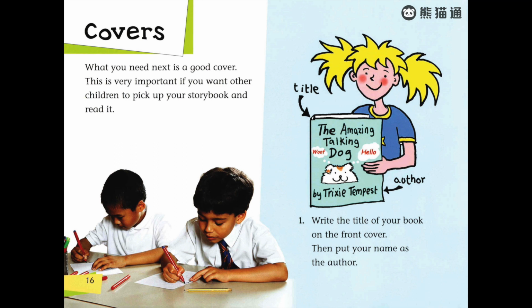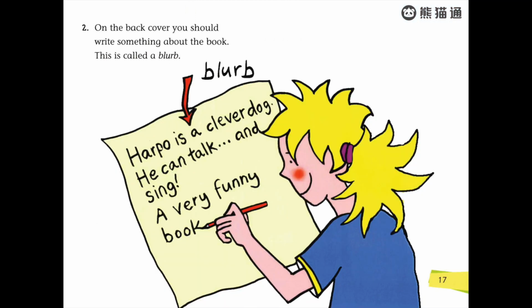Covers. What you need next is a good cover. This is very important if you want other children to pick up your storybook and read it. 1. Write the title of your book on the front cover. Then put your name as the author. 2. On the back cover, you should write something about the book. This is called a blurb.